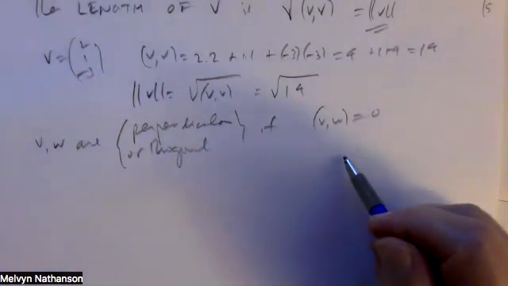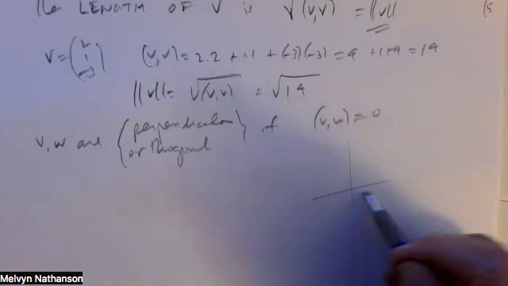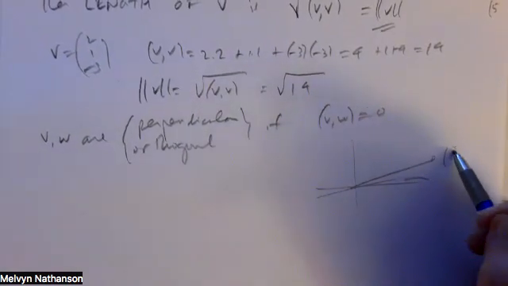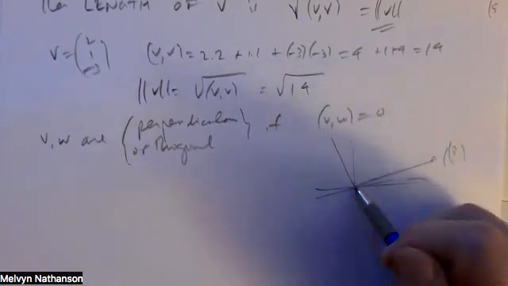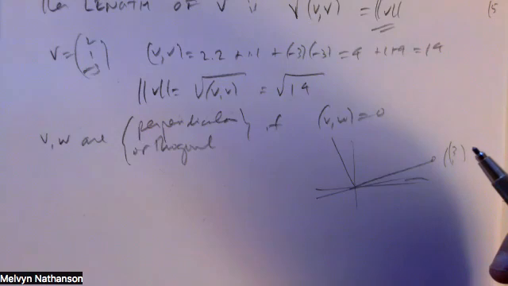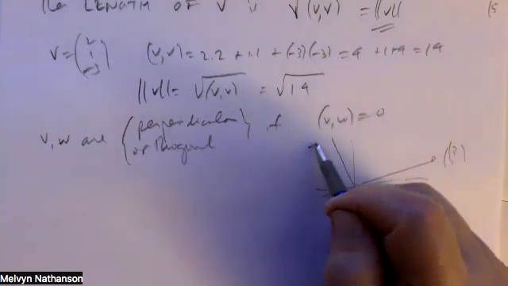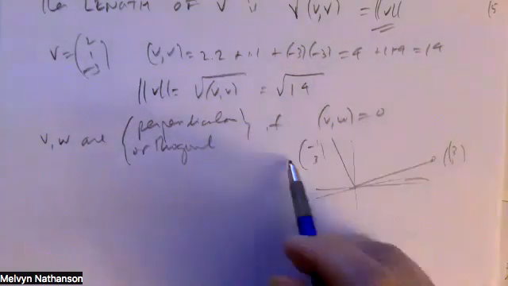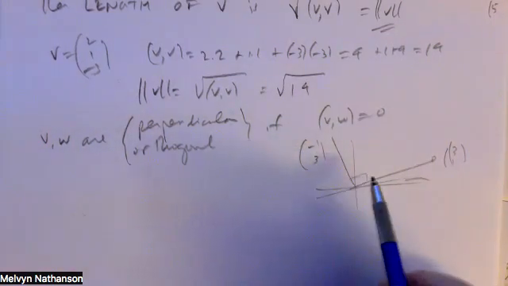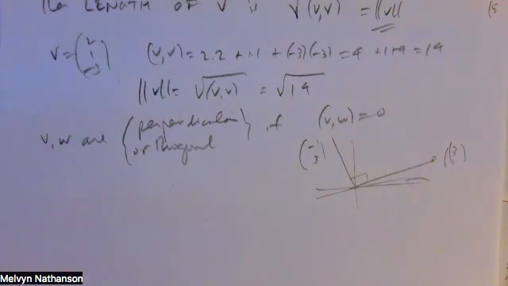So, for example, in the plane, if we take the vector, let's say this is maybe (3, 1), perpendicular to it is the vector (-1, 3), and you can check that the dot product of these two vectors is -3 + 3, which is 0. Right?